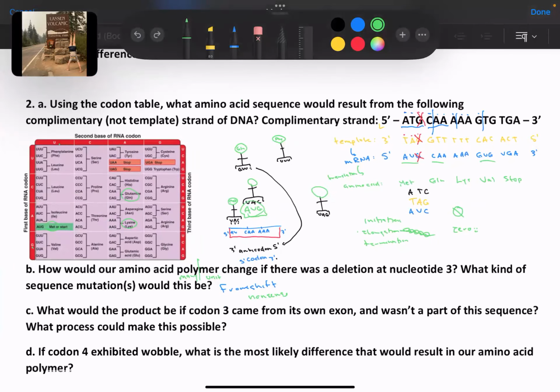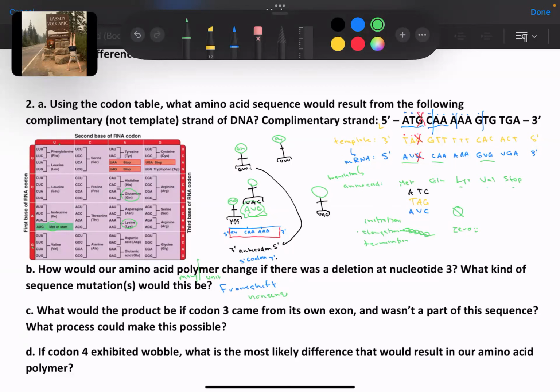So how would our amino acid polymer change if there's a deletion at nucleotide 3? Because we're losing out on this AUG, we just wouldn't build it at all. That's the change. The change is that we go from MET, GLN, LYS, VAL, stop to nothing at all. So we would be prevented from making a proper amino acid sequence.